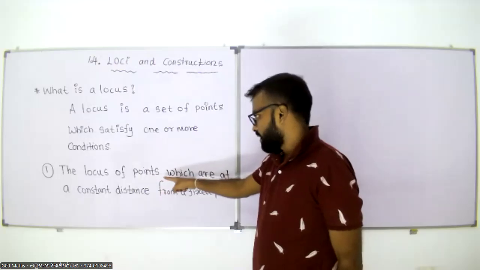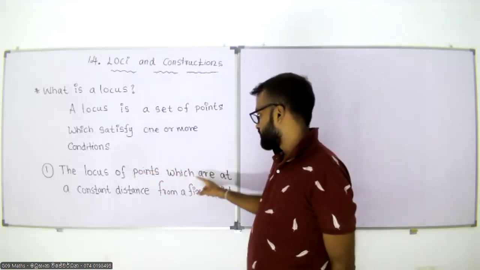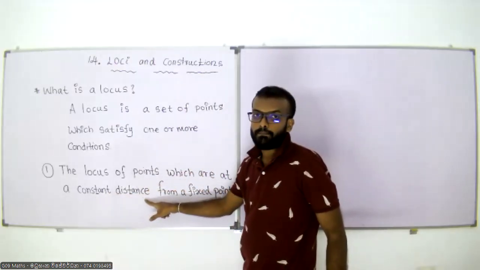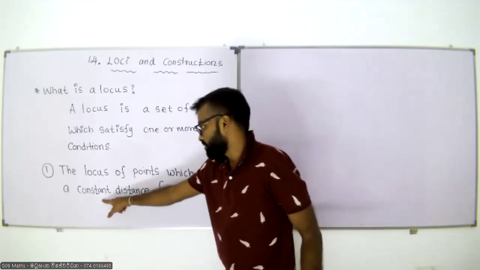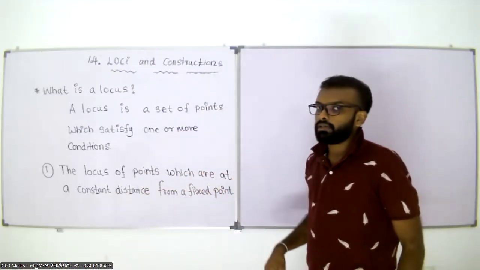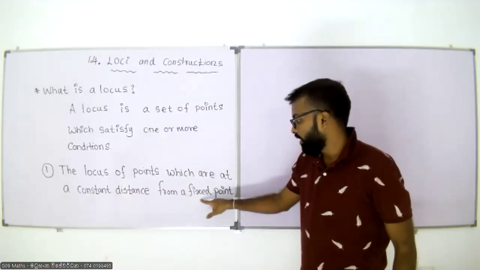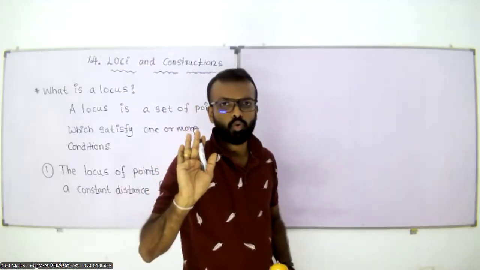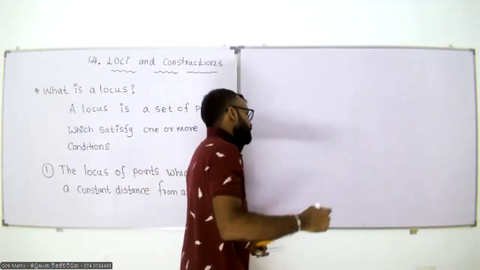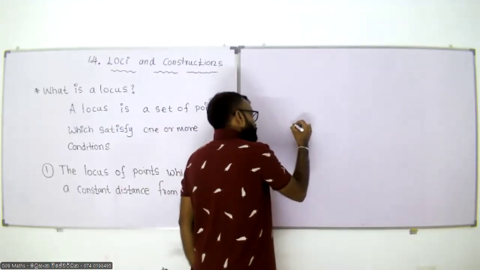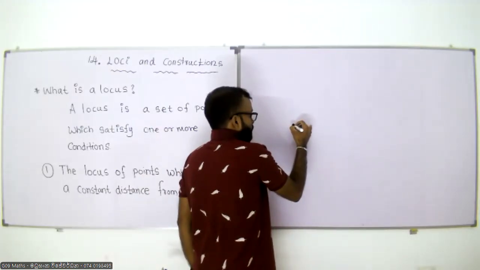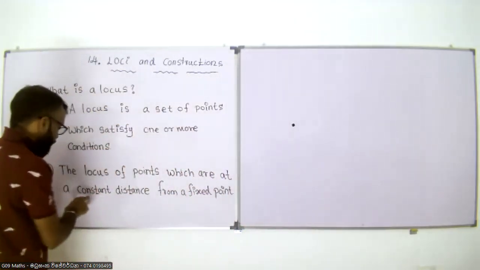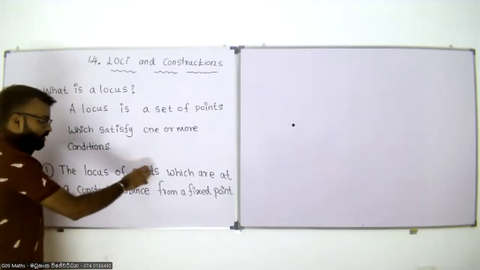Here the condition is a constant distance from a fixed point. For that, we need to have a fixed point first. I am going to explain. Don't write or do anything. Focus on the book. Now we have a fixed point. From that fixed point, within a constant distance, we have this set of points.